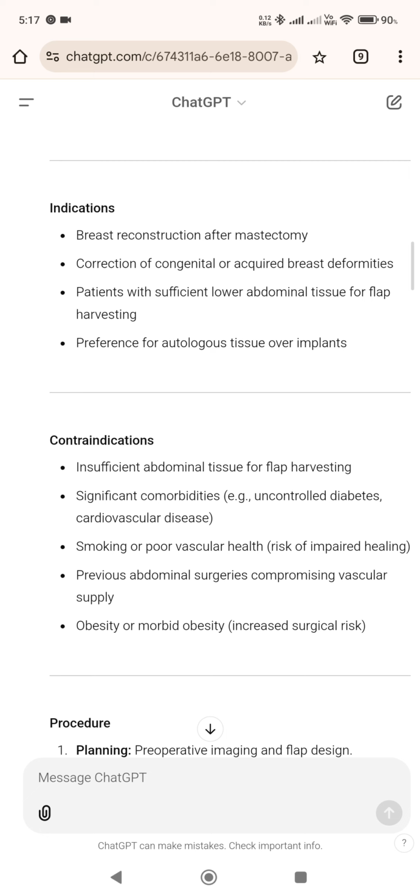Contraindications: insufficient abdominal tissue for flap harvesting, significant comorbidities, e.g. uncontrolled diabetes, cardiovascular disease, smoking or poor vascular health, risk of impaired healing, previous abdominal surgeries compromising vascular supply, obesity or morbid obesity, increased surgical risk.